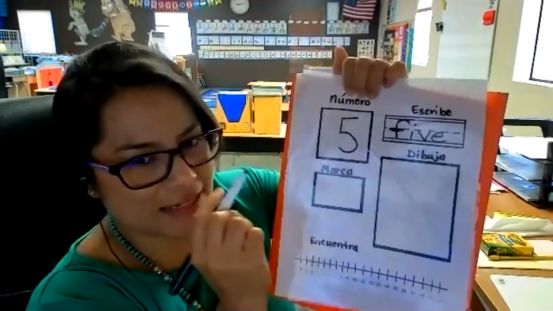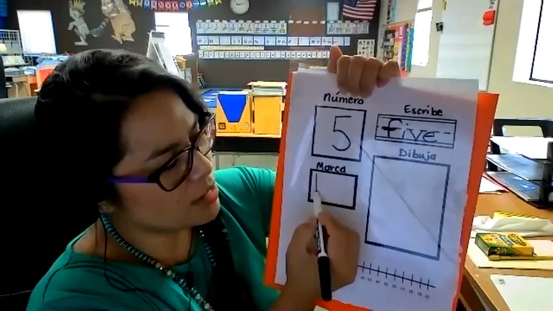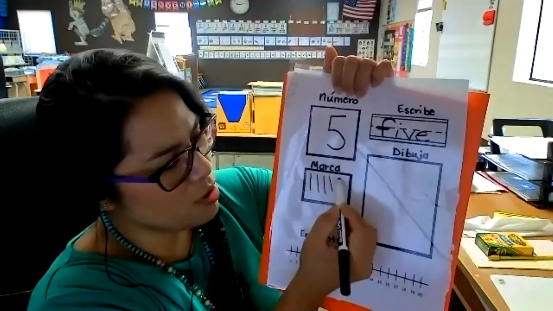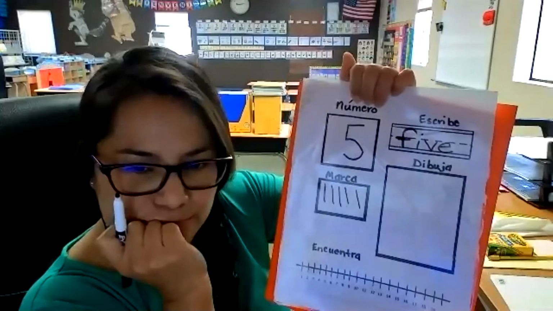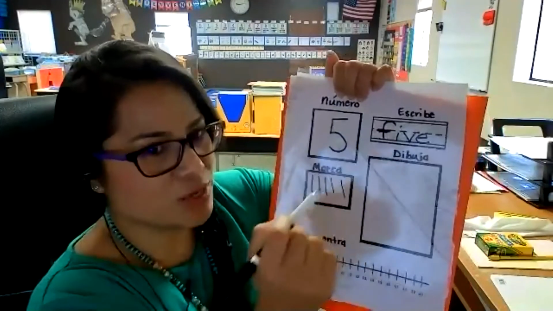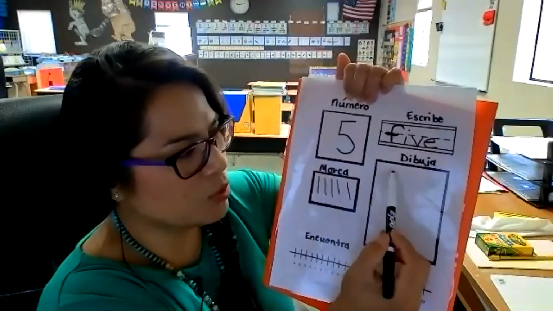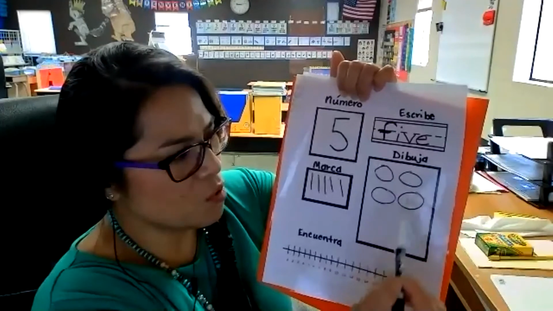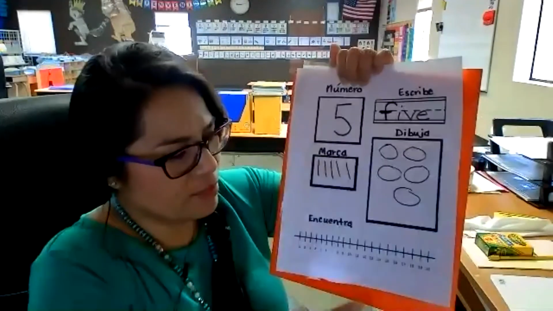Now we're going to tally it. Here we go. 1, 2, 3, 4, 5. And now we're going to draw it as we count, as we're drawing. Here we go. 1, 2, 3, 4, 5. And now we're going to find it on the number line. 1, 2, 3, 4, 5.